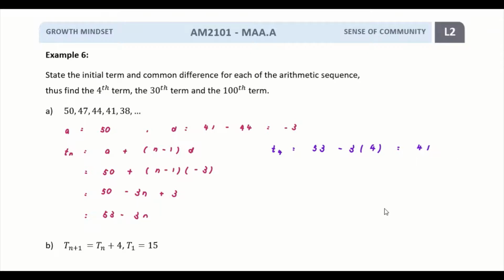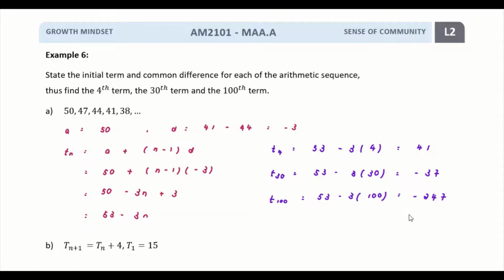After we get this, we continue to get the 30th term. So T30, now our n is 30. So 53 minus 3 times 30. 3 times 30 gives us 90. So 53 minus 90, that's negative 37. Moving on, the 100th term. So 53 minus 3 times 100. So 53 minus 300, that's negative 247. I hope that's not too hard for now.